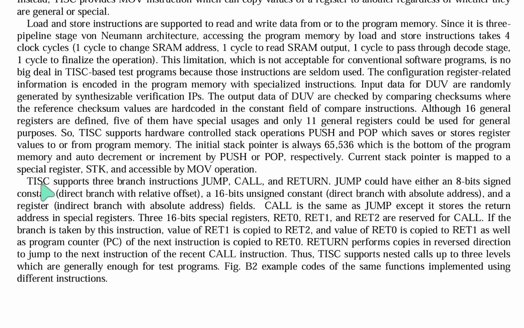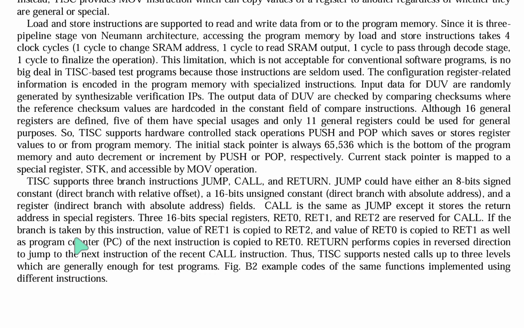TISC supports three branch instructions: jump, call, and return. Jump could have either an 8-bit signed constant direct branch with a relative offset, a 16-bit unsigned constant direct branch with an absolute address, or a register indirect branch with the absolute address field. Call is the same as jump except it stores the return address in a special register. Three 16-bit special registers, RET0, RET1, and RET2, are reserved for call.